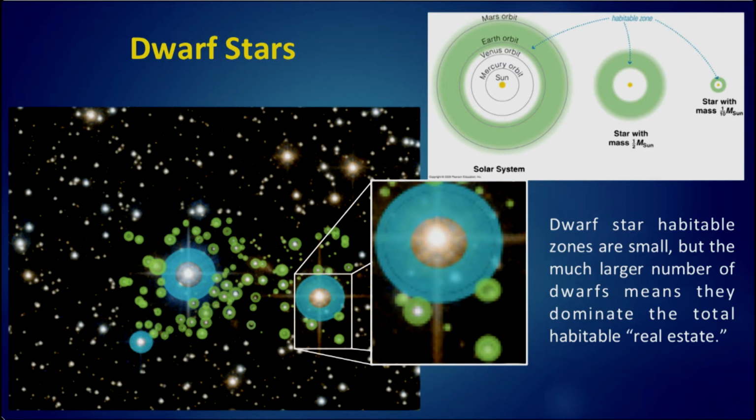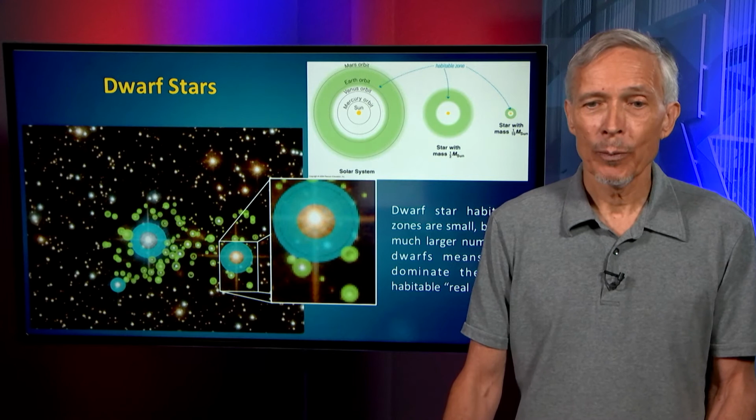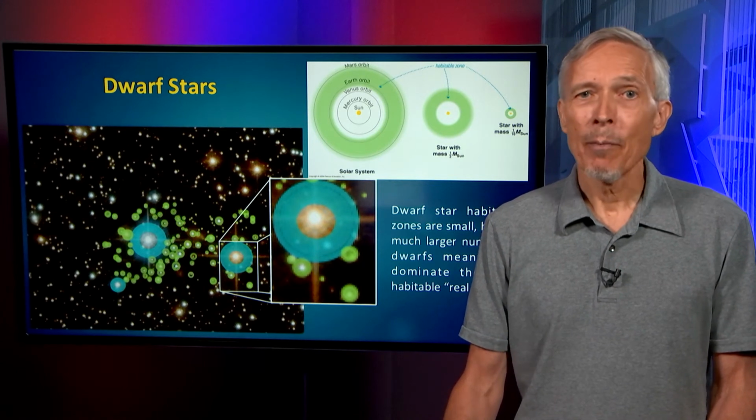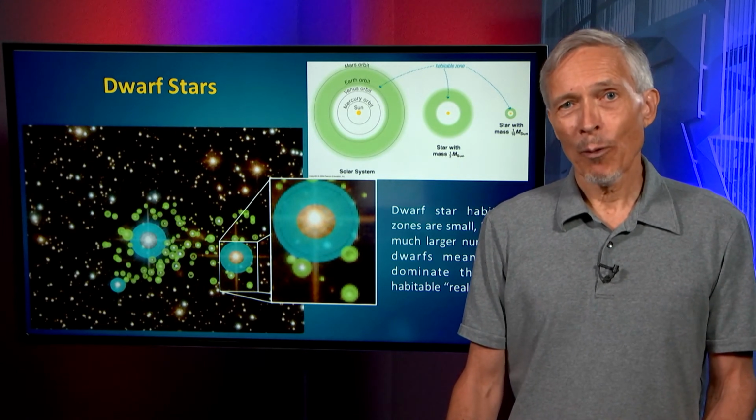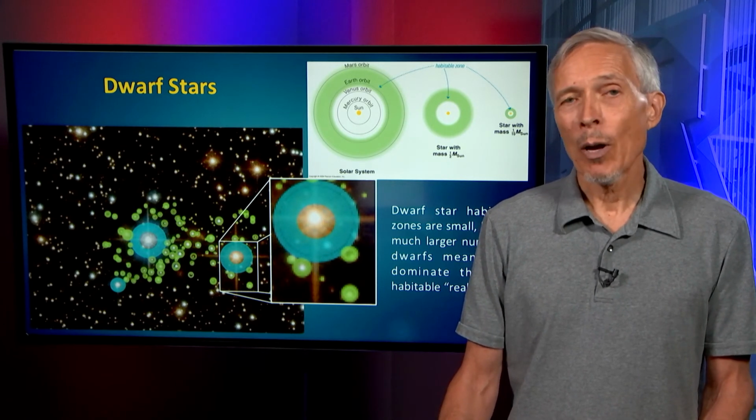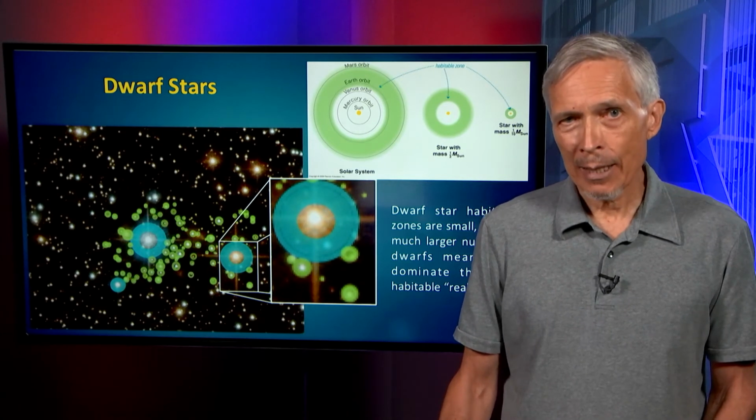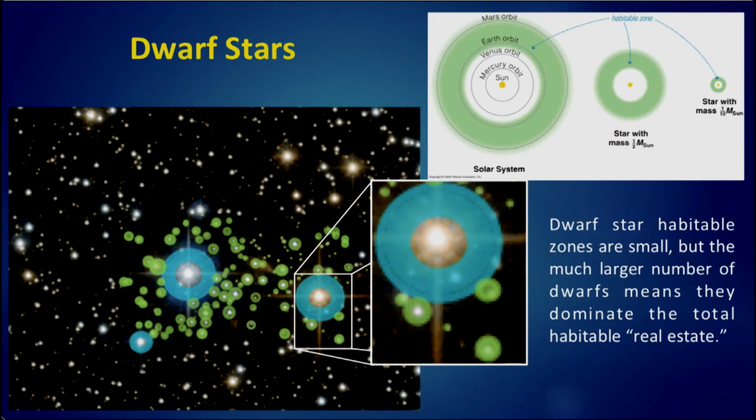And so surveys of dwarf stars, red dwarf stars, for exoplanets are a relatively recent thing, but they're considered very important in telling the full story of exoplanets and potentially of biology in the universe. As I mentioned, the very large number of M-dwarfs, 100 for every star like the Sun, overwhelms the fact that their individual habitable real estate is less, because it's a skinnier habitable zone closer to the parent star.